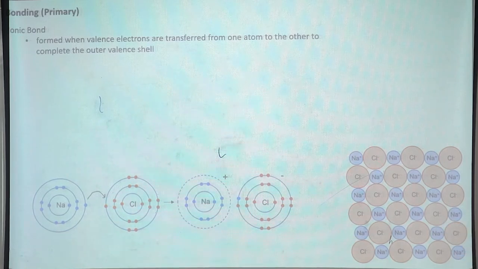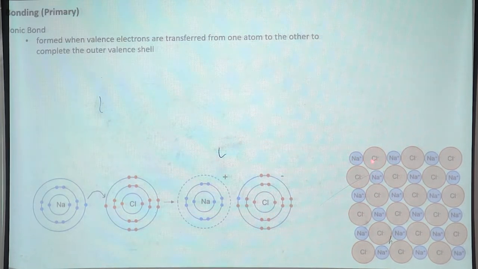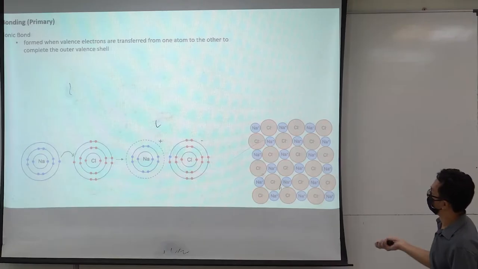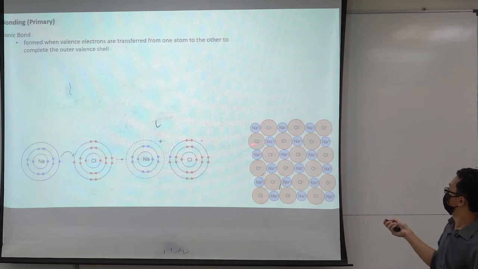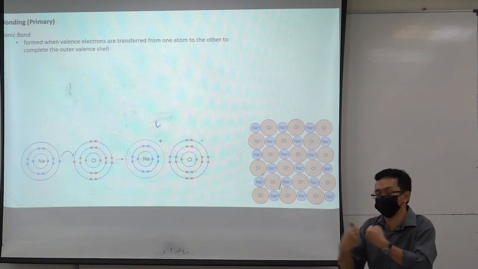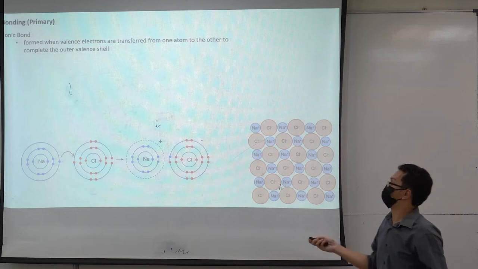So in the ionic solid, ionic salt normally we call it, the configuration is more like this. So there is no overlapping, they just attract. So sodium is attracted to chlorine, chlorine is attracted to sodium, and so on. So you get the salt here. So that is ionic bond. They are just attracted by electrostatic attraction.